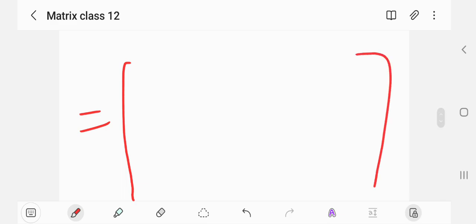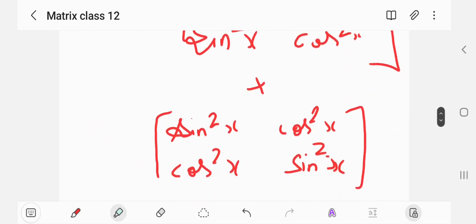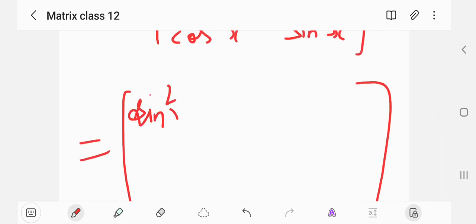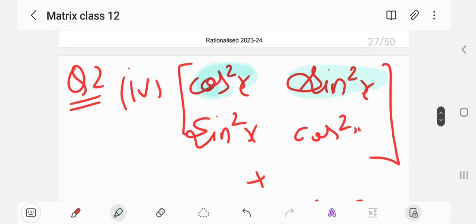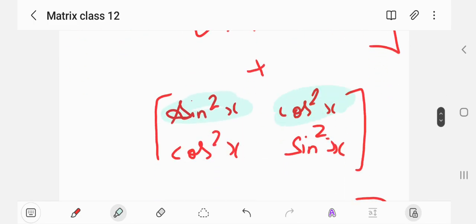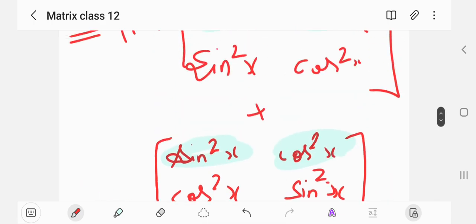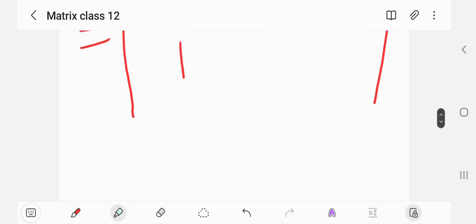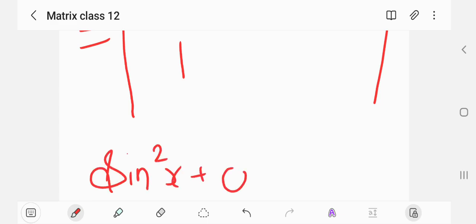Again, the addition is simple. Just add the corresponding entries: cos square x plus sin square x. If I add cos square x plus sin square x, I get this, and you can recall that this is the identity which equals 1, right? Similarly, here sin square x is added with cos square x, I again get 1. Here sin square x, cos square x, again I get 1. Using the identity sin square x plus cos square x equals 1.